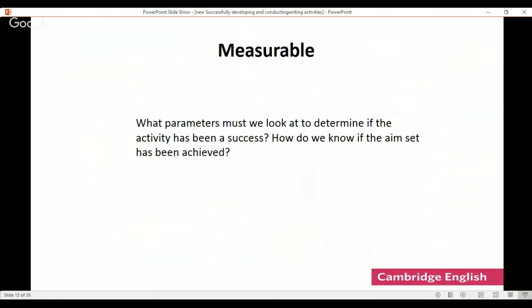Measurable are the parameters that you look at if you need to determine whether an activity has been a success. How do we know if the aim that has been set has been achieved? So you need certain parameters to measure that.